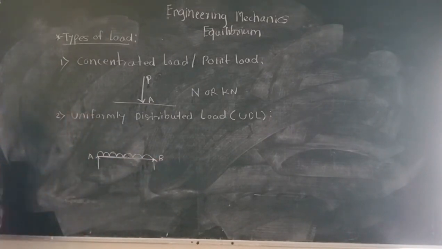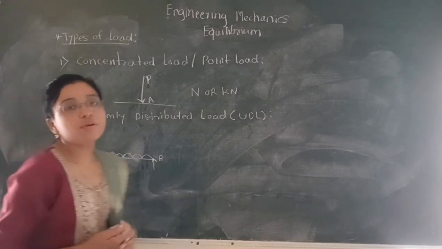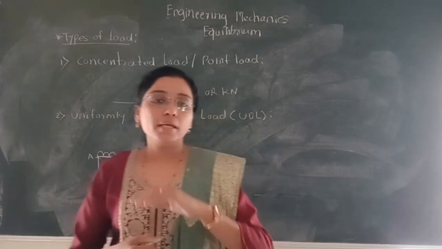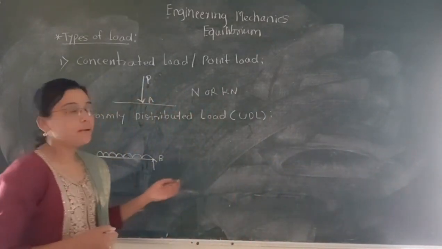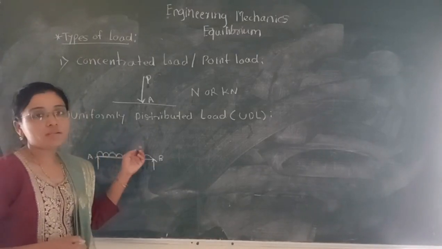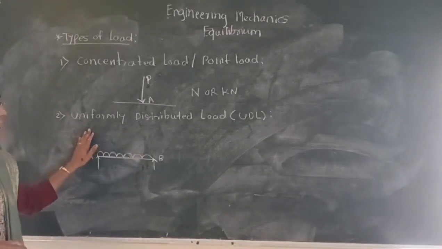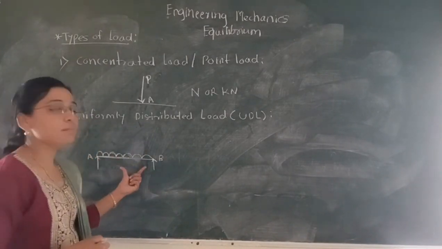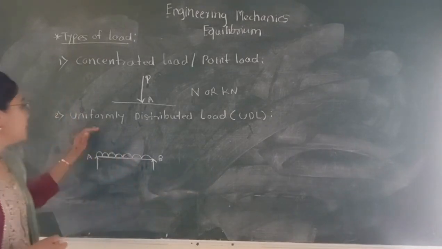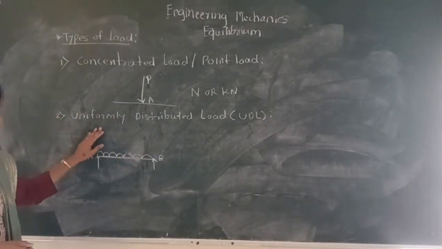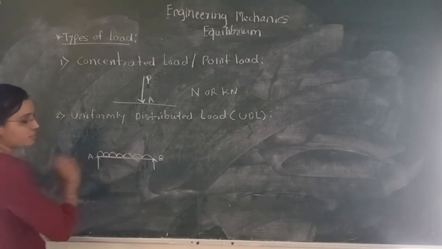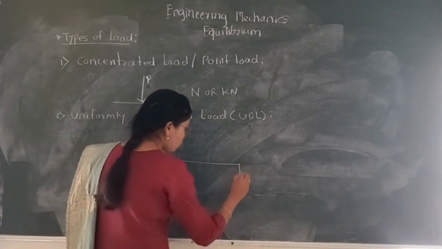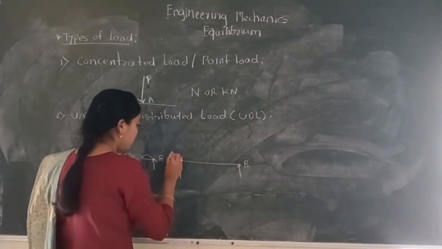So what is meant by uniformly distributed load? If intensity of load on particular length of beam is totally distributed with same effect or same action, then it is called as uniformly distributed load. If its distribution over some length is equal, then it is called as uniformly distributed load. Normally it is shown by this sign, or sometimes this sign will be used to show uniformly distributed load.